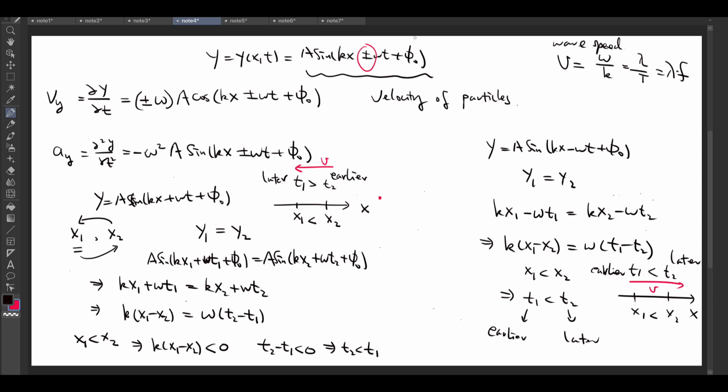Next time we'll talk about some special waves, such as the sound wave. We'll talk about the properties of sound waves.